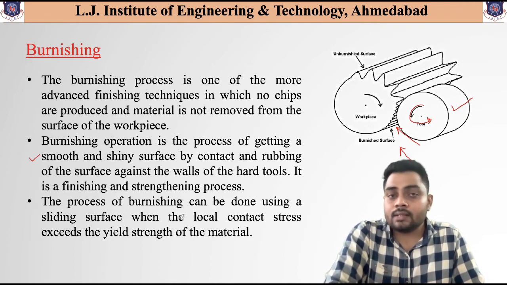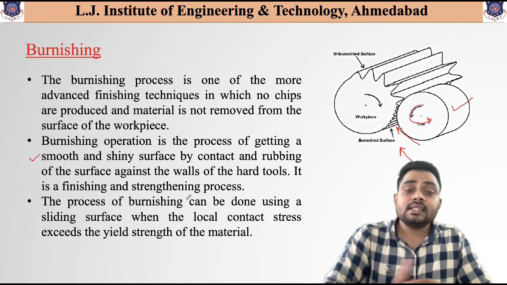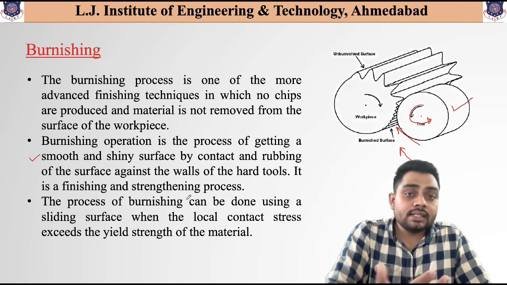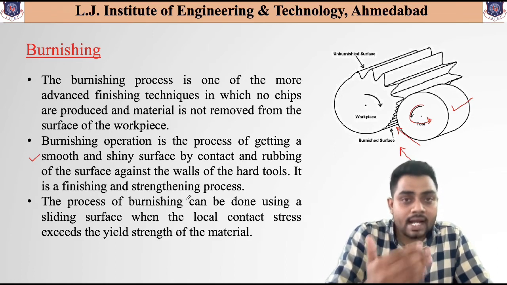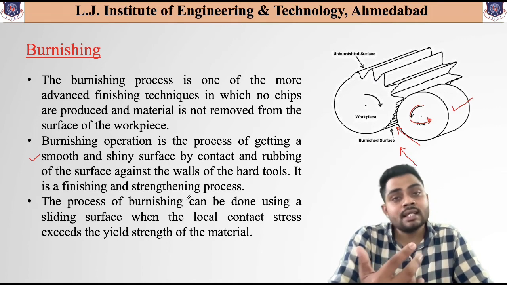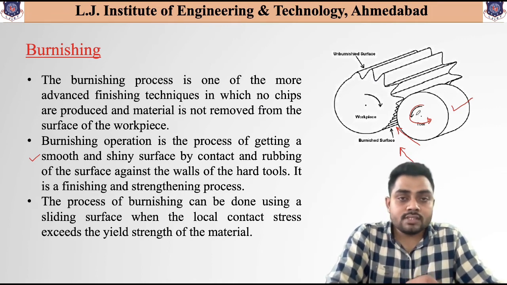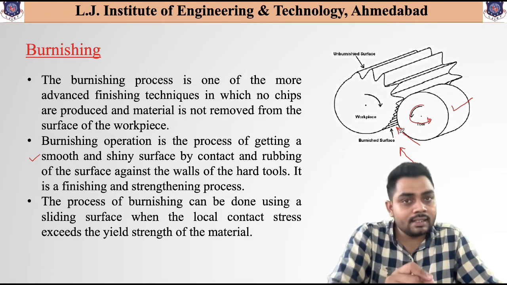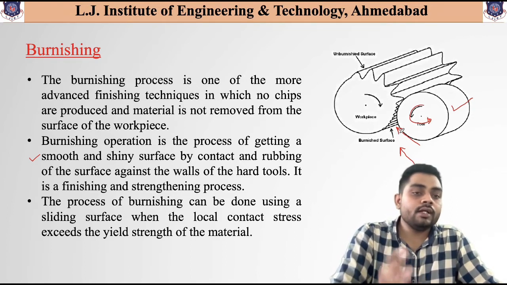It can be done using a sliding surface when the local contact stress exceeds the yield strength of the material, because we know, as in the stress strain diagram, when we are applying a force higher than the elastic limit of the component, then and only then plastic deformation takes place. So over here the pressing force required needs to be higher than the yield stress of the particular component.